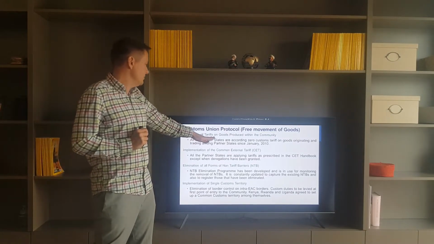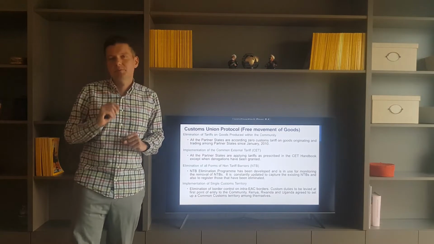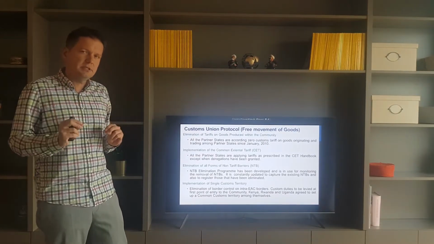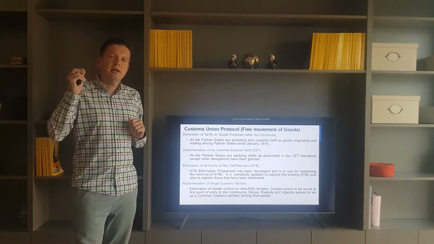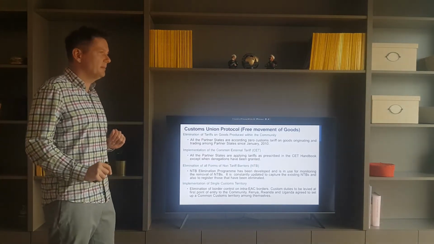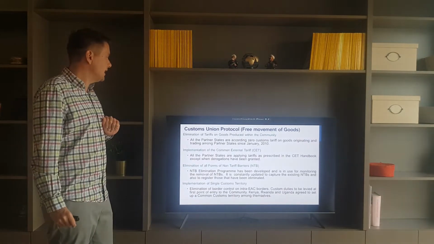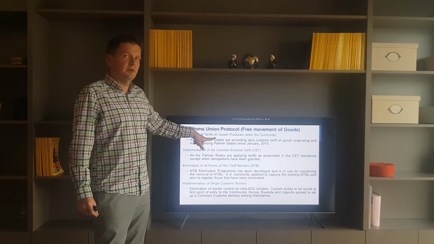The first is elimination of tariffs on goods produced within the community. The most important thing is this is within the community. Only those goods that are in the community, with additional issues there, are entitled to this tariff-free movement.